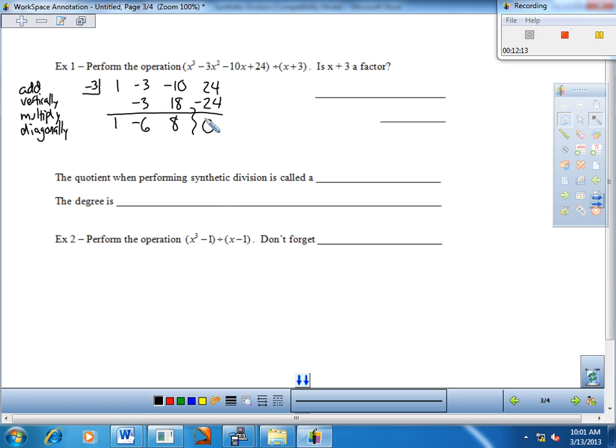So, how many times does x plus 3 go into that cubic dividend right there? Well, it goes in exactly x squared minus 6x plus 8 times. So, perform the operation. We did it. It looks great: x squared minus 6x plus 8. And a secondary question, of course, is x plus 3 a factor of that cubic? Absolutely. Because why? Well, it divided evenly into it. There was nothing left over.